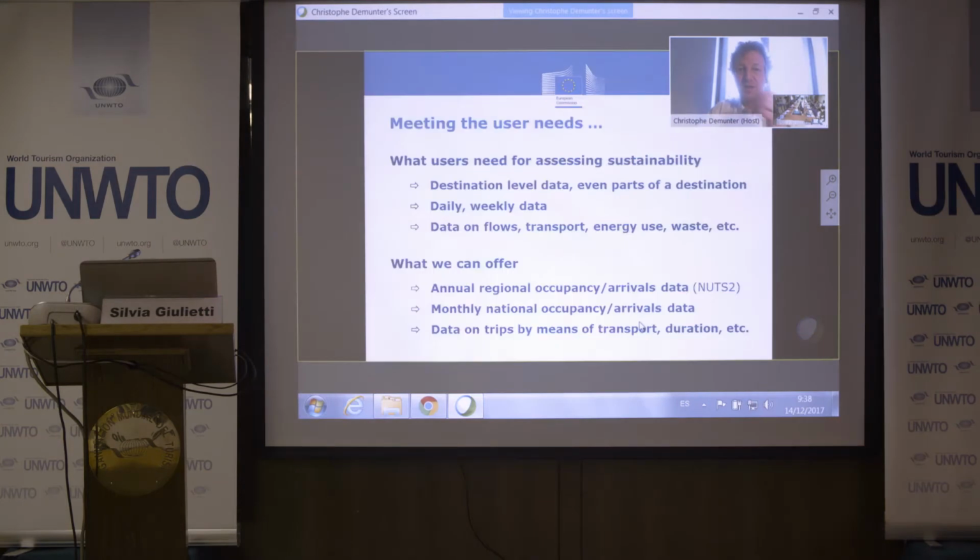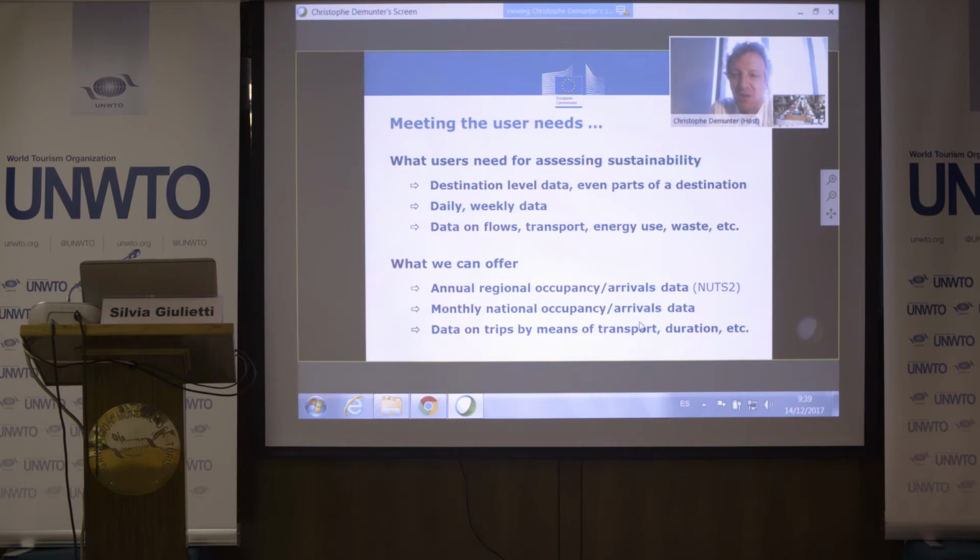Yeah. So what do we currently have? We have a problem in meeting the user needs, and we consider you as the users of the data, so you will probably know what I'm talking about. What user needs for assessing sustainability, it's often destination level data, even parts of destination, because a municipality as such can have tourism parts and non-tourism parts.